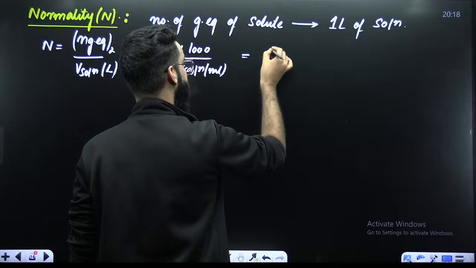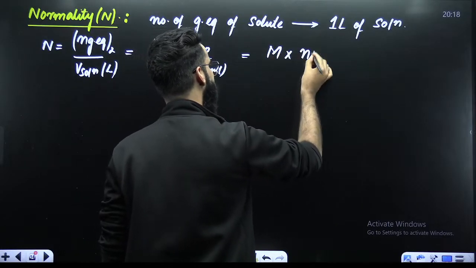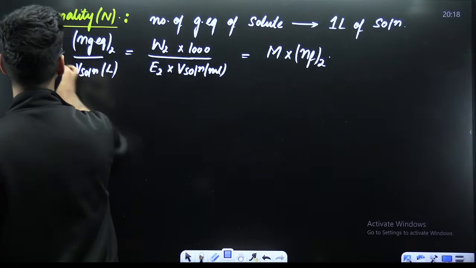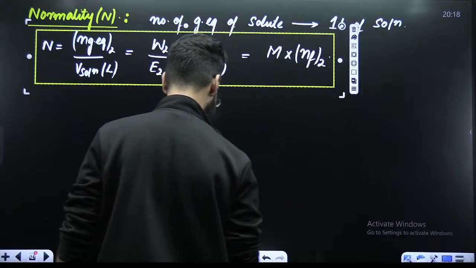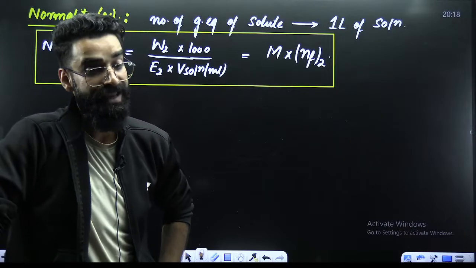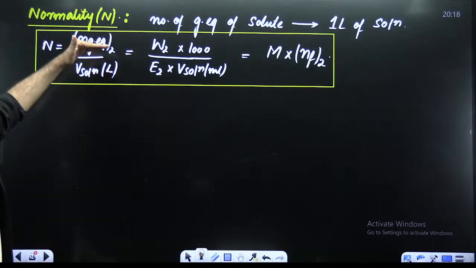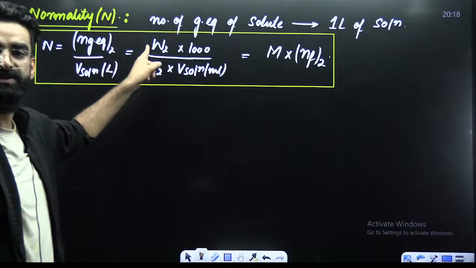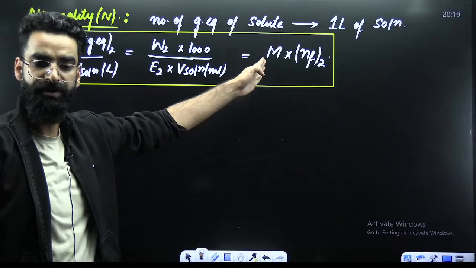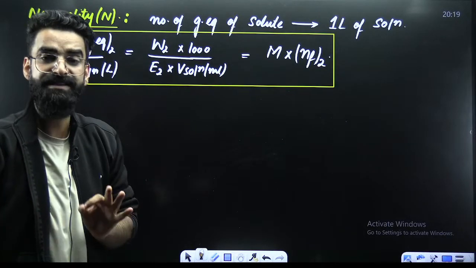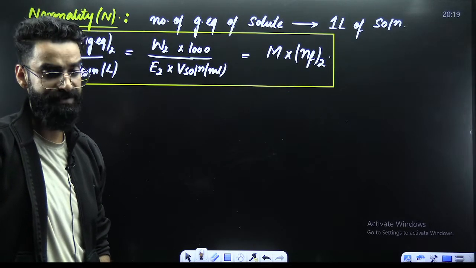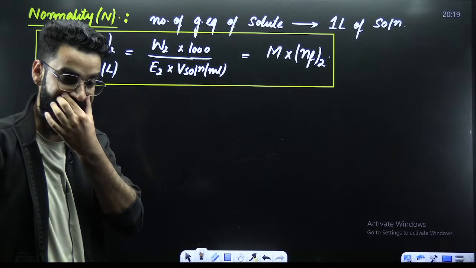Similarly, there is one more result to calculate normality, which is equal to molarity multiplied by n factor of solute. My dear students, these are 3 results which I would want you to remember to calculate the normality of any solution. Gram equivalents of solute divided by volume of solution in liters. Mass of solute in grams multiplied by 1000, divided by equivalent mass of solute and volume of solution in ml. Molarity of the solution multiplied by n factor of solute. These are 3 results with the help of which we can calculate the normality of the solution.